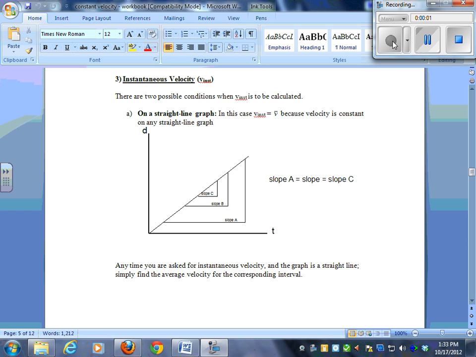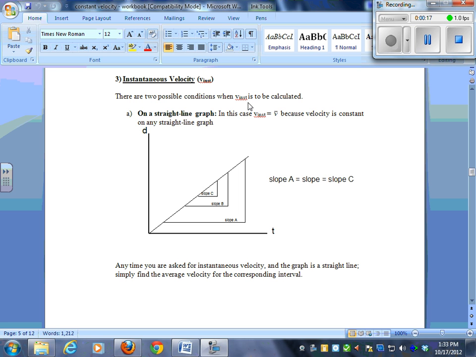All right, so we've been talking about different types of velocities. We've done constant velocity, we've done average velocity. Now we need to talk about instantaneous velocity. You're going to get a chance to practice right away here. So there's two possibilities when v inst is to be calculated.